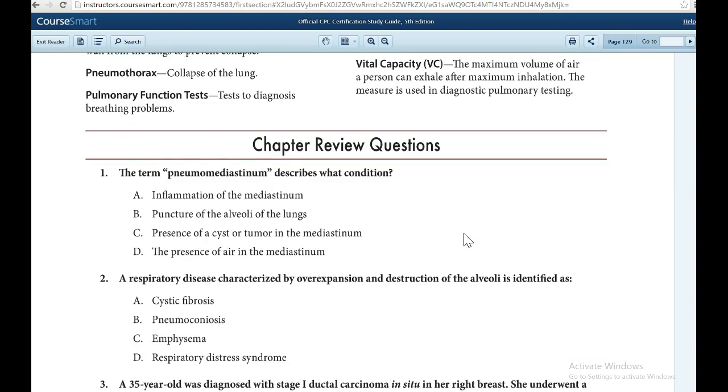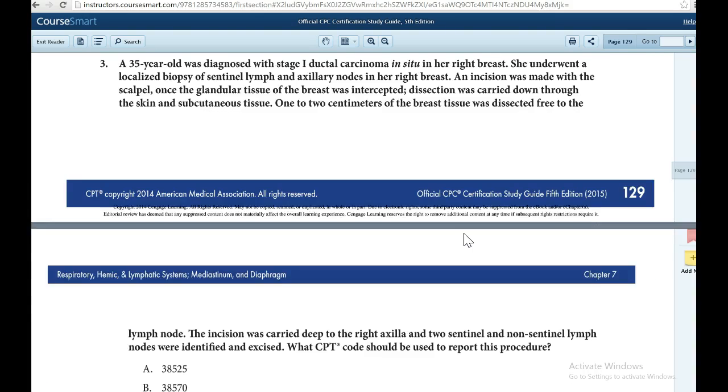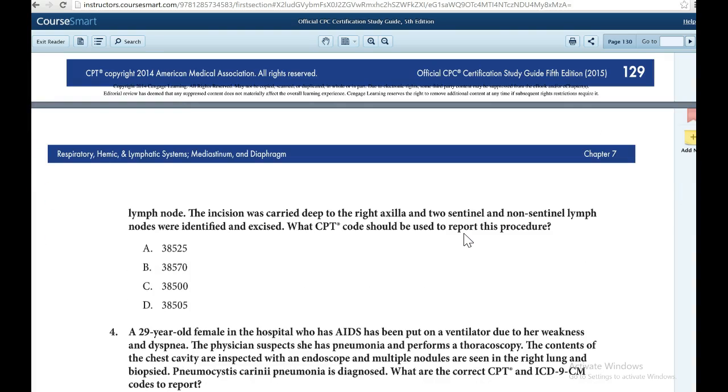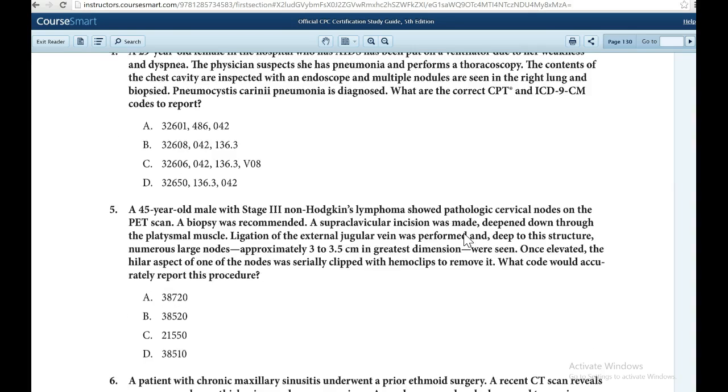All right. Chapter review questions, y'all. It's not mandatory, but I do encourage it if you go back and you try to answer these questions.